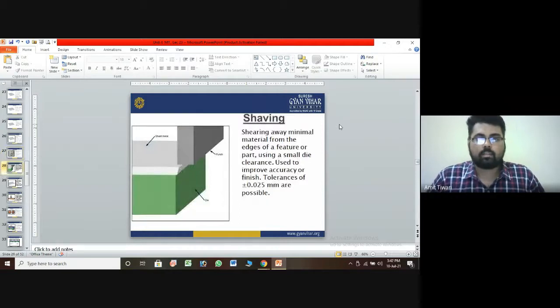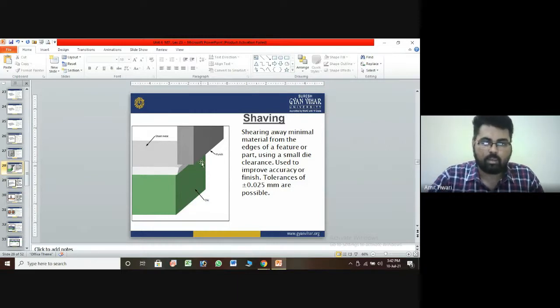Another one is shaving. Shaving means shearing away minimal material from the edge of the feature or part. Using a small die clearance improves the accuracy of finishing; a tolerance of plus or minus 0.025 mm is possible. It is similar to a grooming operation, where a small cutting edge is removed by applying the punch. You can remove the metal and fix the metal to the same dimension of the die.